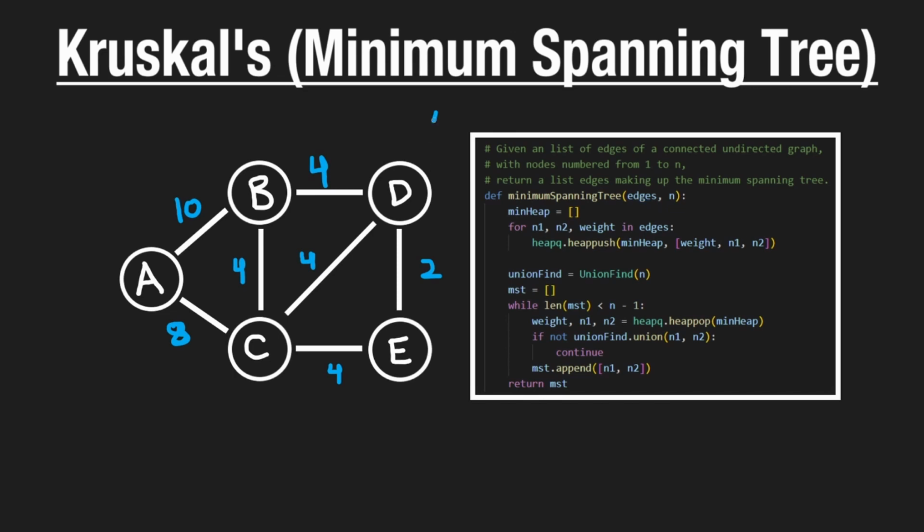So given a list of edges, we're not actually going to need to build an adjacency list in this case, because for any given node, we don't really care what its neighbors are. We don't care at all. We just care about the entire list of edges. And using those edges, we will make sure that we don't create a cycle by using union find.